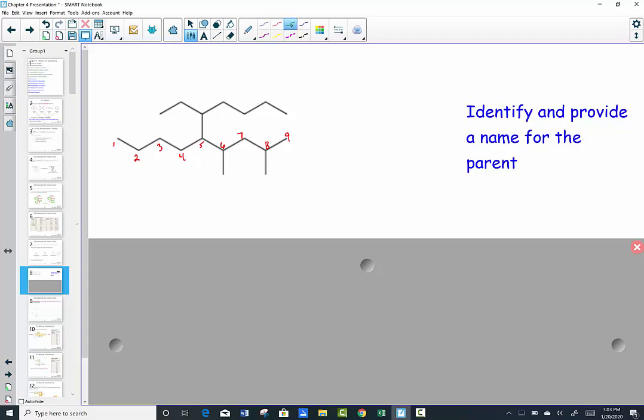Let me switch color and see if I can find something longer. 1, 2, 3, 4, 5, 6. If I go here, 7, 8, 9, 10. Well, 10 is more carbons than 9, so the green numbering system is so far. Let's try one more thing. 1, 2, 3, 4, 5, 6, 7, 8, 9, 10. I get 10 carbons in that direction as well. So I don't see any other longest carbon chain at this point. The longest carbon chain is decane.